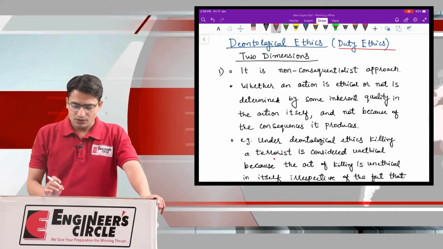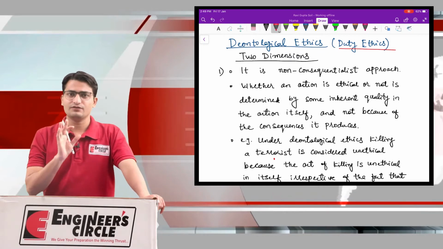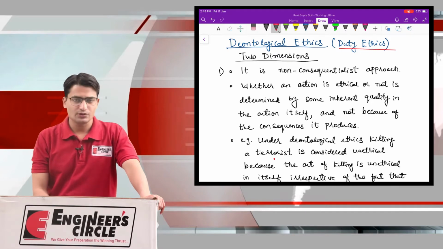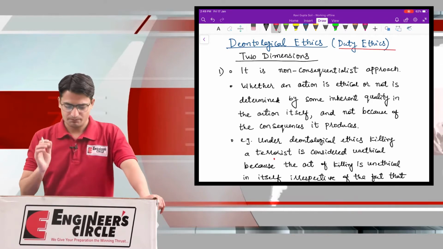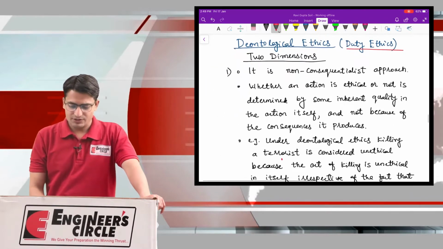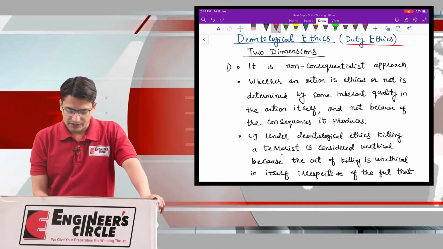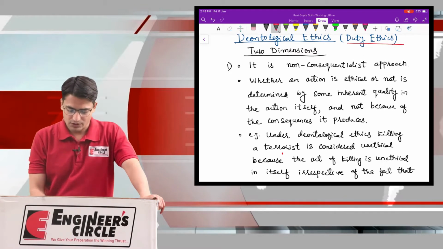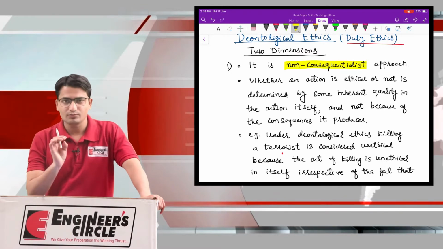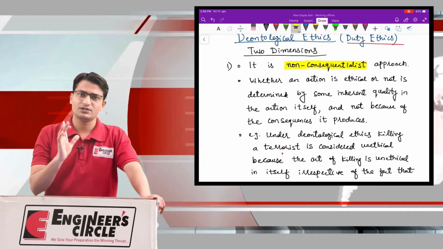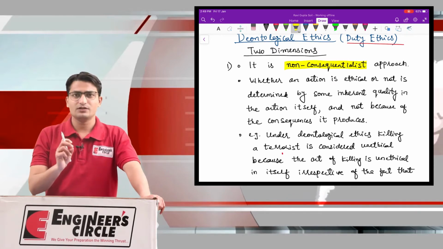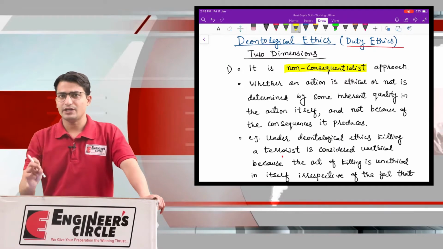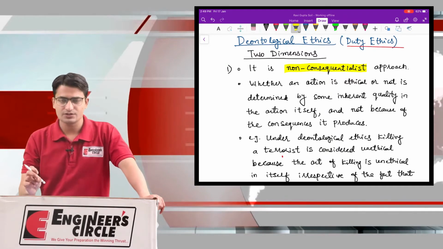Okay, now to understand deontological ethics, we first need to know that there are two main aspects, or two dimensions, of this theory. The first dimension is that it is a non-consequentialist approach, and this is the most important term that we must keep in mind whenever we talk about deontological ethics. It will imply a non-consequentialist approach.